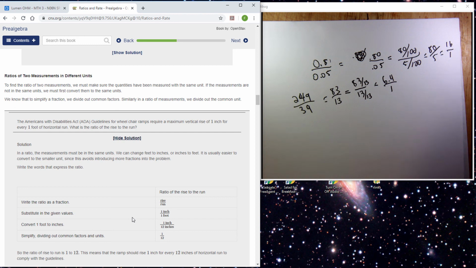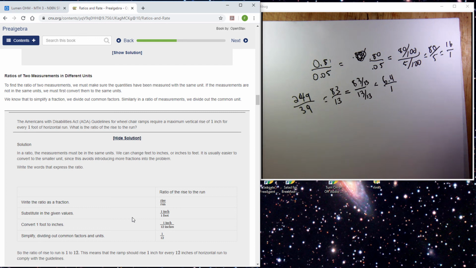So in this one here, the Americans with Disabilities Act guidelines say wheelchair ramps require one inch of vertical rise for every foot. So what's the ratio of the rise to run? That's going to be 1 inch to 1 foot.